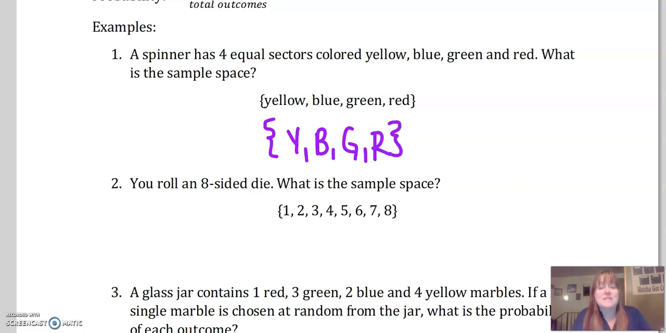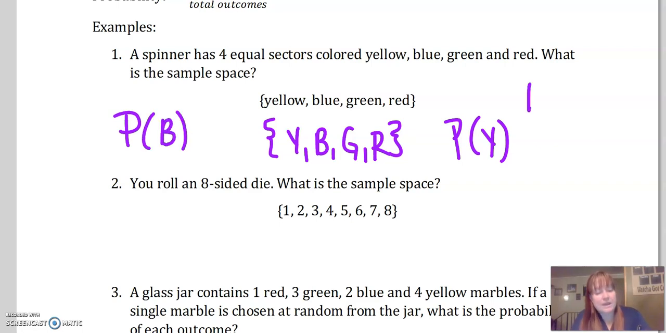And then we could ask the question, what is the probability of getting yellow? So this P with parentheses around it means, what is the probability of getting whatever's inside that parentheses? What is the probability of getting a blue? But I could just write it out. What is the probability of getting blue? So you don't have to abbreviate.